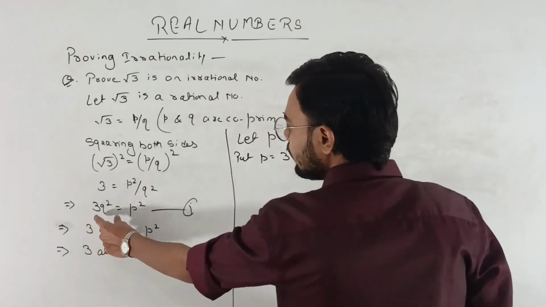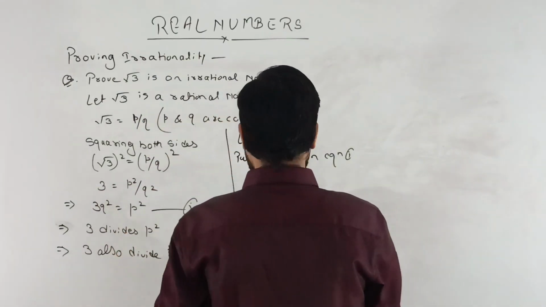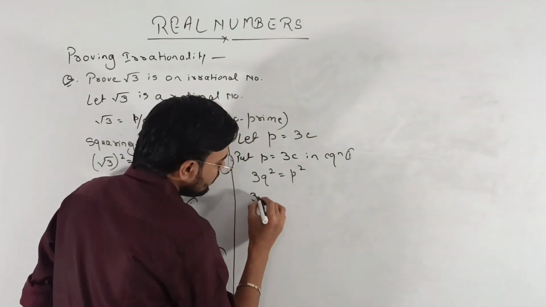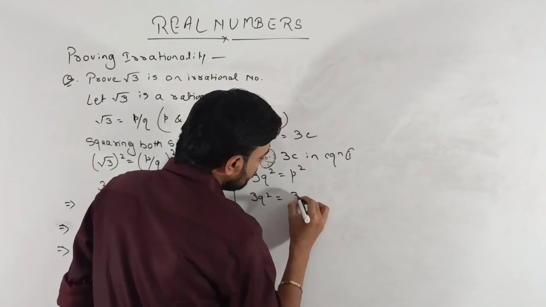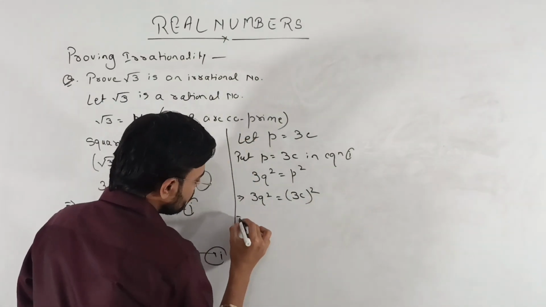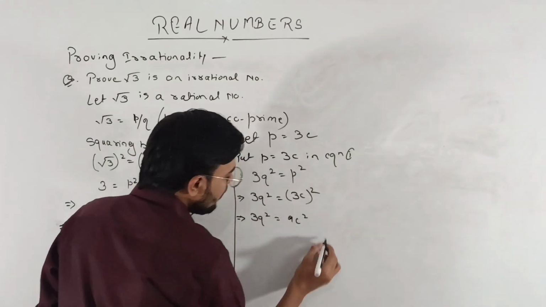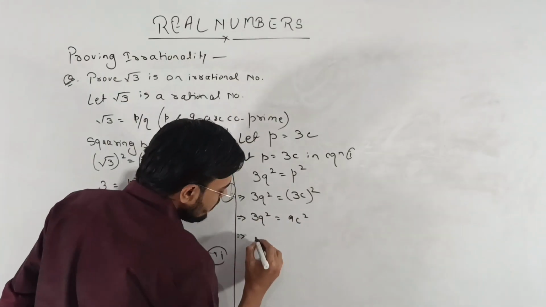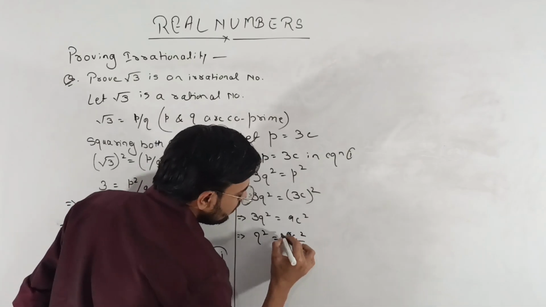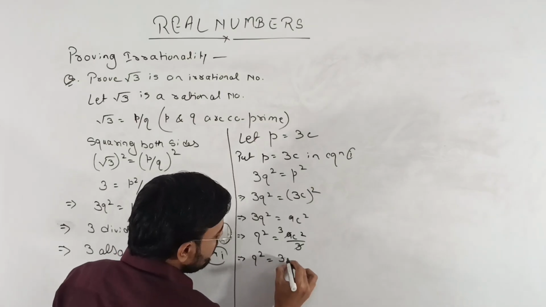Equation first is 3q square is equal to p square. Then p is equal to 3c, so 3q square is equal to 3c whole square. This will become 3q square is equal to 9c square. Now from here q square is equal to 9c square upon 3. Now q square is equal to 3c square.